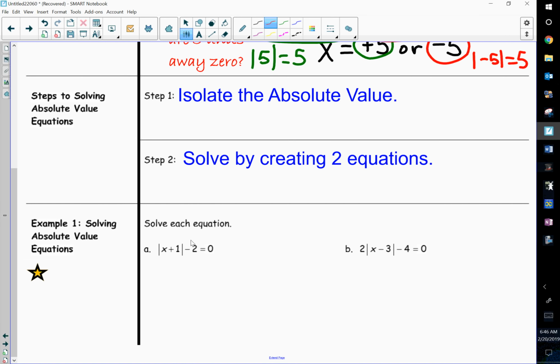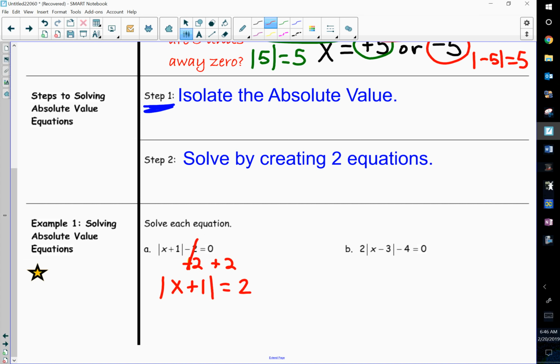Okay, so here's an example of how you solve an absolute value equation. This first problem says the absolute value of x plus 1 minus 2 equals 0. The first step, as you wrote above, is to isolate the absolute value part. I want to get this part all by itself first. So to get that part all by itself, I add 2 to both sides of the equation. Adding 2 gets rid of this minus 2. And now I have absolute value of x plus 1 equals 2.